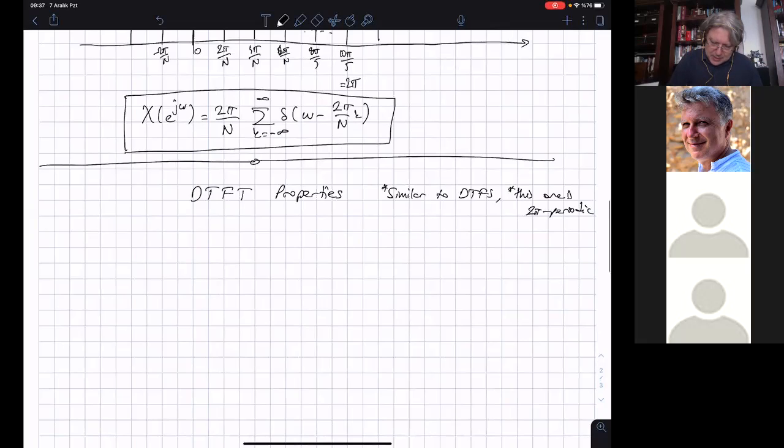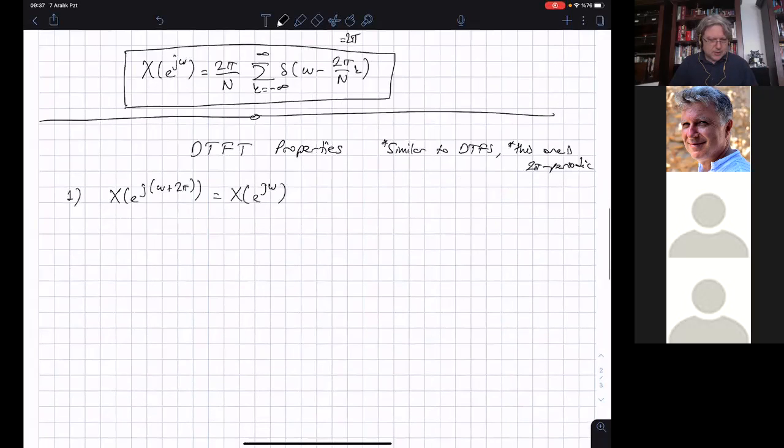So we can write property number 1 like this: X of e to the j omega plus 2 pi is the same as X of e to the j omega. So if you shift or push omega 2 pi to the right or to the left, or integer multiples of 2 pi, you will come up with the same shape. When you draw them, you have to make them 2 pi periodic.